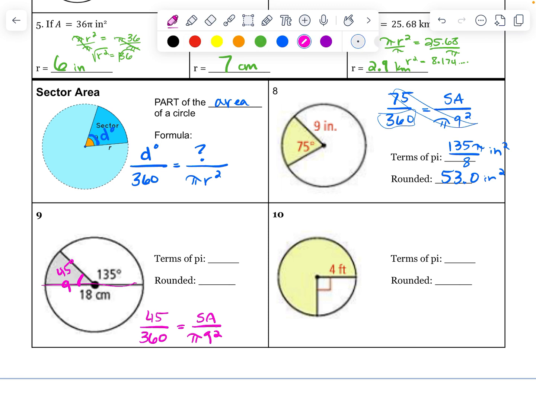And then I'm just going to set this one up because you heard the bell ring and I've got to go. So this one is going to be 270. So 270 over 360 is the sector area over pi 4 squared. And hopefully those come out neat and nice so that you can get nice neat answers. If not, check back for the key.